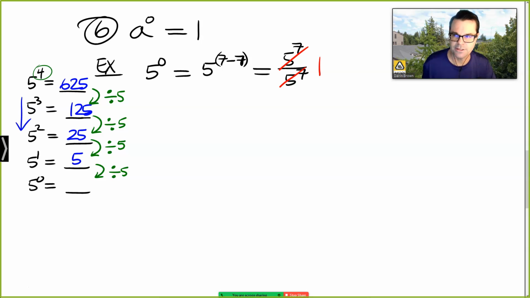The exponents are decreasing by 1: 4, 3, 2, 1, 0. So the exponents are decreasing by 1, and the numbers I'm getting by dividing by 5. So I divide by 5 again. What's 5 over 5? 1. 5 divided by 5 is 1, not 0. So this is very important to remember. Raising to the 0 power is not equal to 0.